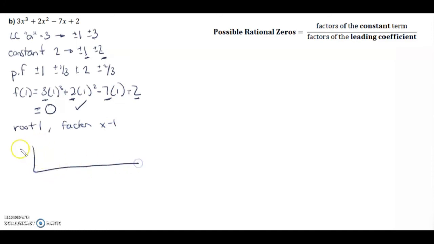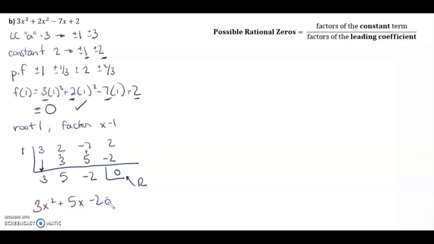So let's go ahead and put this in synthetic division. So 3 down, 1 times 3 is 3. Add these together, we get 5. 1 times 5 is 5. Add these together, we get negative 2. 1 times negative 2 is negative 2. Add these together, we get 0. So that's good because it is a factor. 0 remainder. So from here, we have 3x squared plus 5x minus 2.